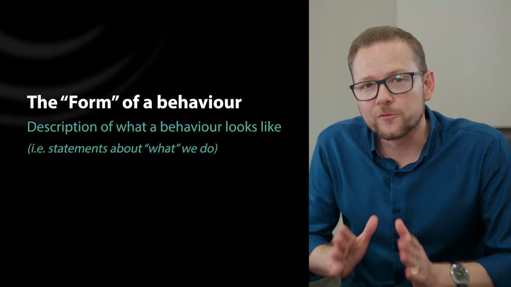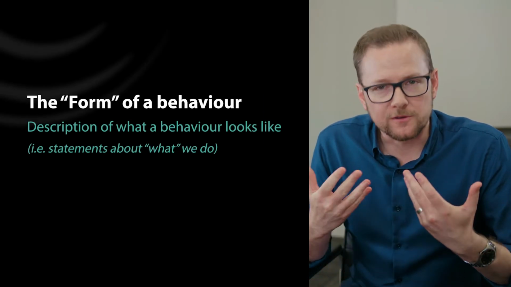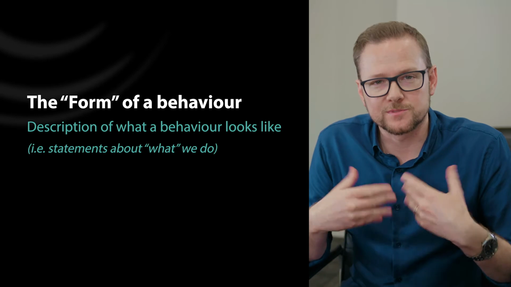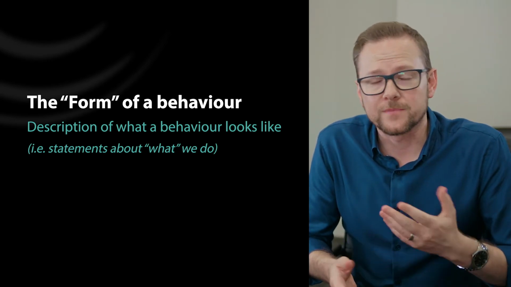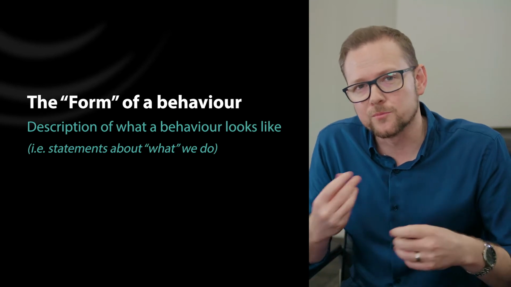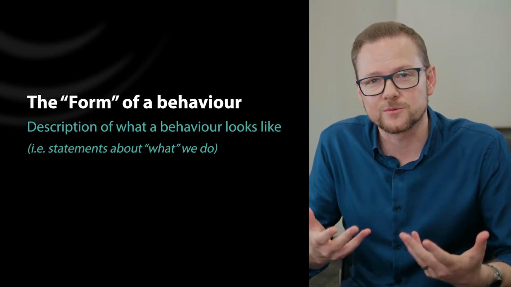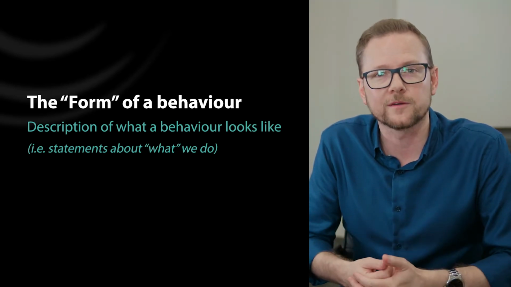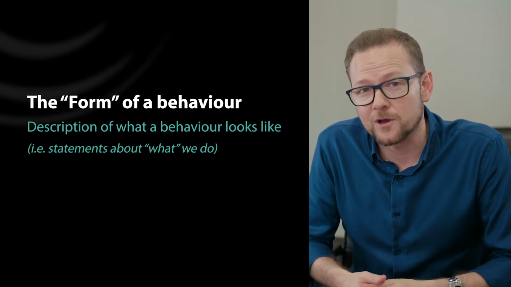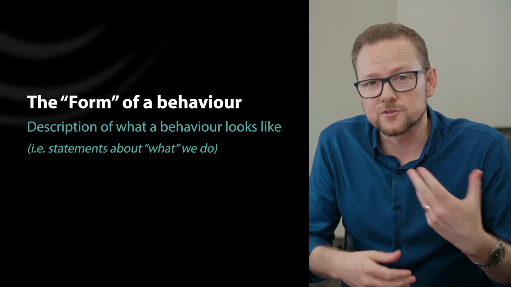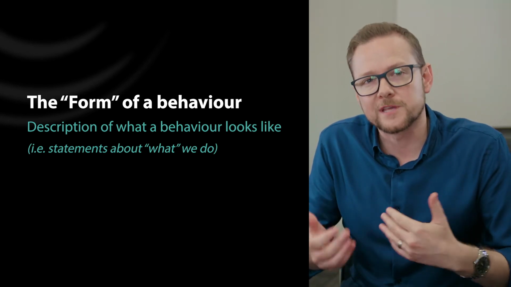The form of a behaviour is just descriptions of what the behaviour is. As I'm sitting here, you can see certain things about my behaviour. I'm talking, you can hear the words that I'm saying, I'm moving my hands, these are things that are observable, it's the form of my behaviour. But there's also covert behaviour, so there's things happening under my skin as well that you can't see, and we could also talk about the form of those behaviours.